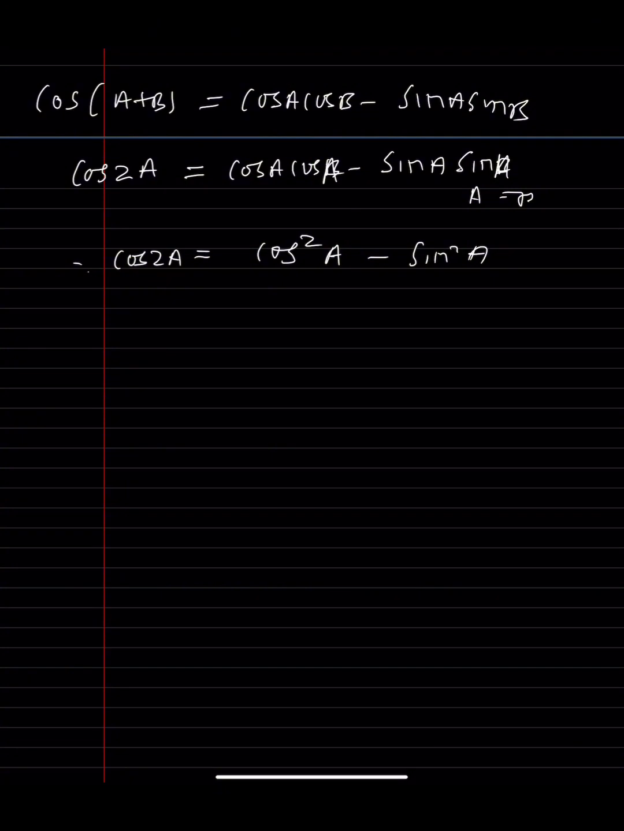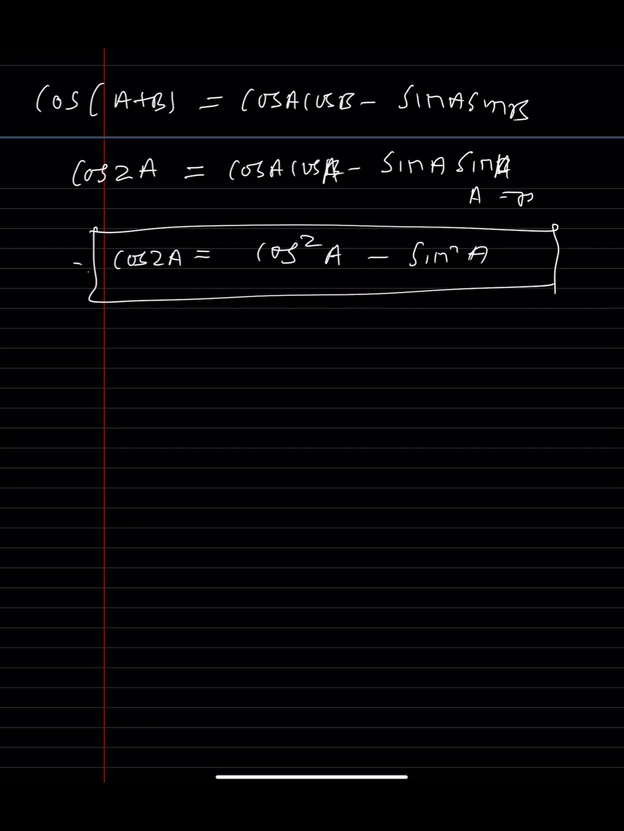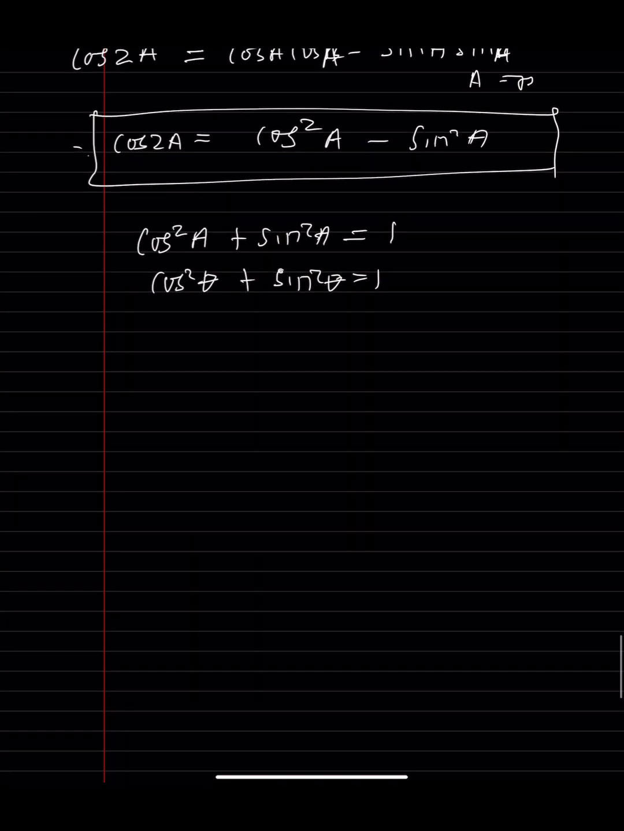But you have to remember that we can generate a further identity from this. Based on one of my tutorials, we established the fact that cos square A plus sine square A is equal to 1, or cos square theta plus sine square theta equal to 1, whilst A is equal to theta. A is just the angle. So based on that, if we want to replace the cos square over there, we can make cos square the subject, and therefore we can say that cos square A is equal to 1 minus sine square A.